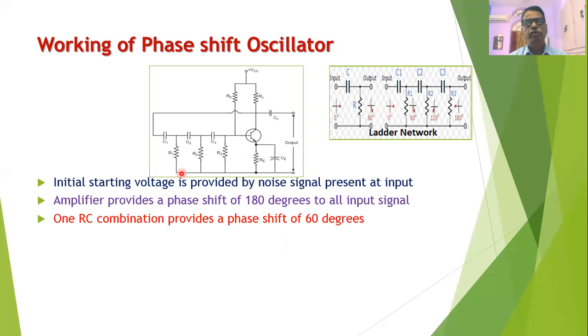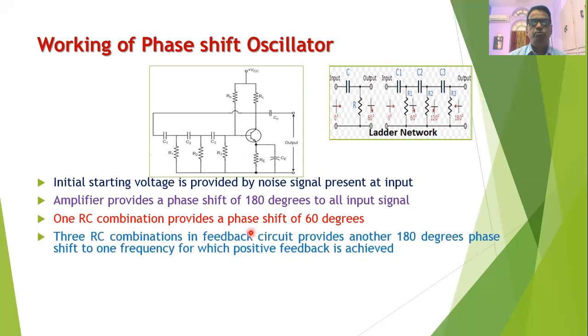Now we know that in the feedback circuit there are 3 RC combinations, and one RC combination will provide a phase shift of 60 degrees. When 3 such RC combinations are connected together, they will provide a phase shift of 180 degrees. This phase shift will be provided only for one particular frequency, and that frequency is determined by the components used in the feedback circuit. That is, the frequency of oscillation will not be decided by the amplifier, but by the ladder network. The amplifier provides a 180 degree phase shift, and the feedback circuit will provide an additional 180 degree phase shift. So there will be a total 360 degree phase shift, and therefore we can say that the positive feedback condition is achieved.